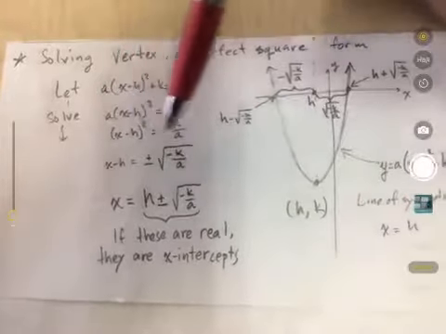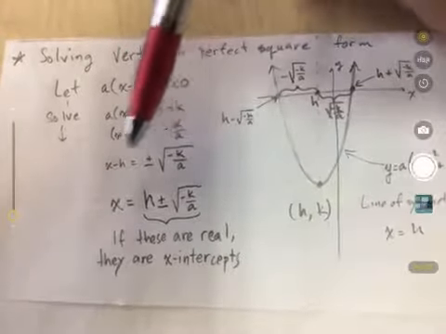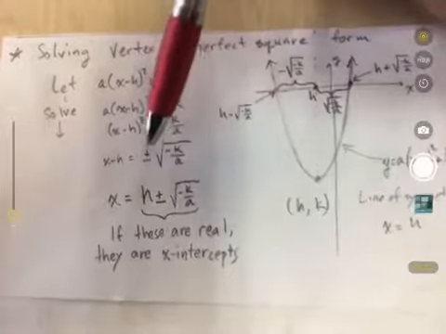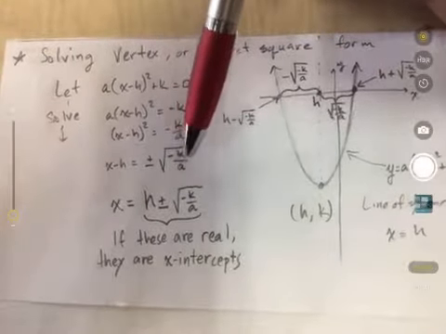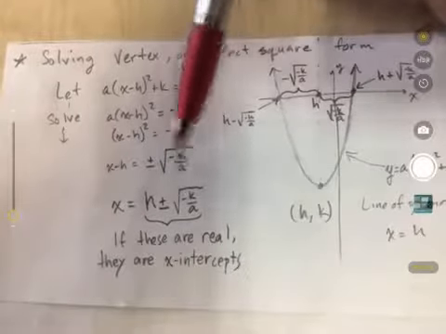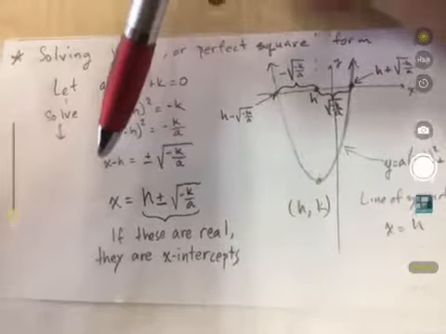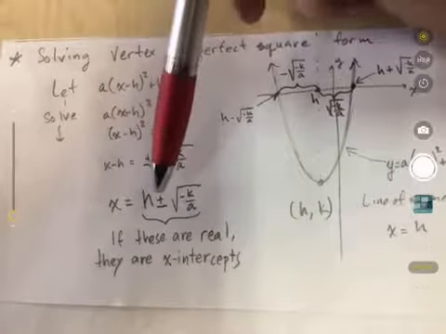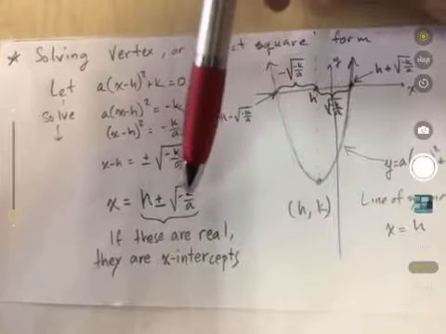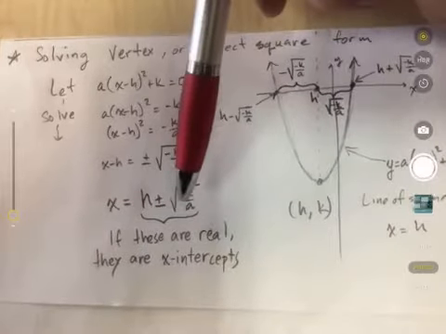When I take the square root of both sides, including the plus or minus, I've got x minus h equals positive or negative square root of the opposite of k over a. So that little fraction right there is kind of interesting. When I finally solve it for x, x equals this h value plus or minus this square root of negative k over a.